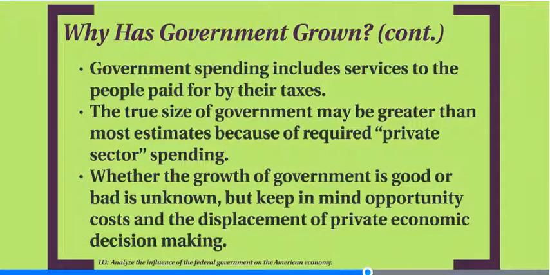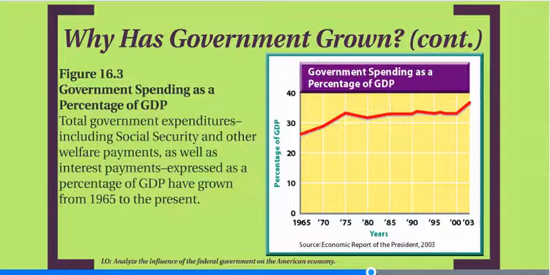Why has government grown? Government spending includes services to people paid for by their taxes. The true size of government may be greater than most estimates because of required private sector spending. Whether the growth of government is good or bad is unknown, but keep in mind opportunity cost and the displacement of private economic decision making. Figure 16.3, government spending as a percentage of GDP. You can see the total government expenditures, including Social Security and other welfare payments, as well as interest payments, expressed as a percentage of GDP, have grown from 1965 to the present.